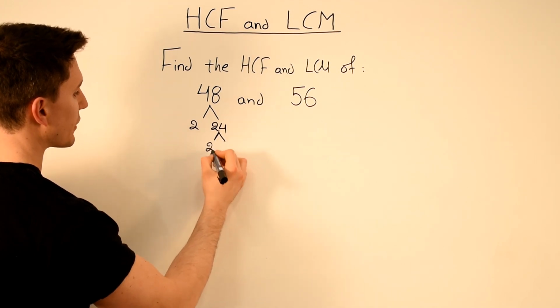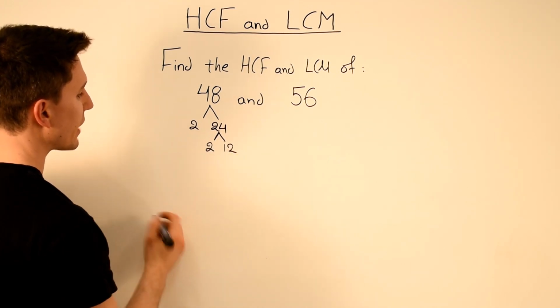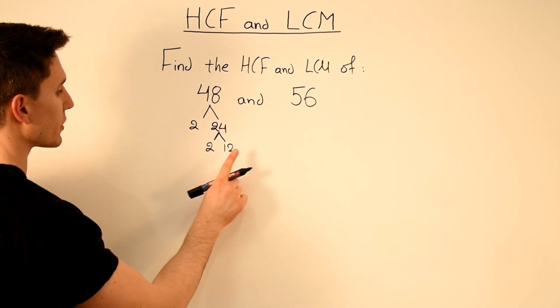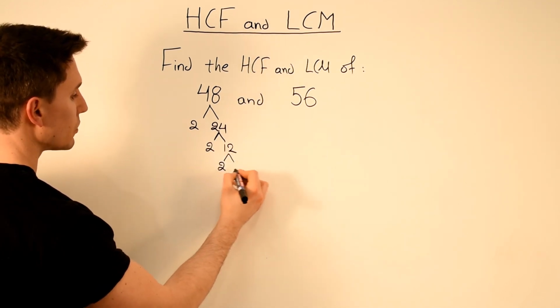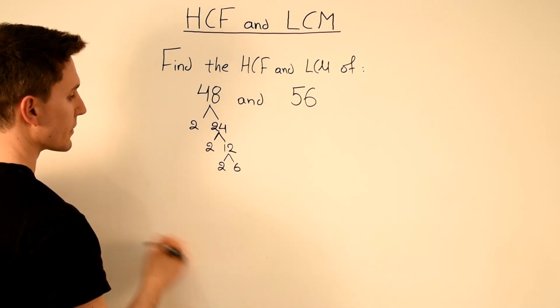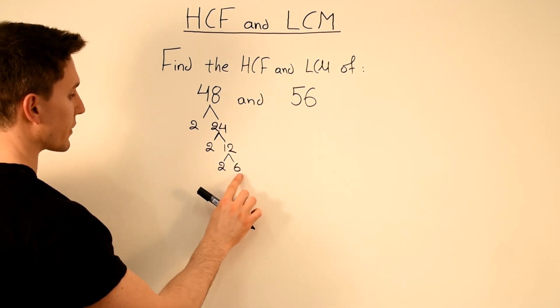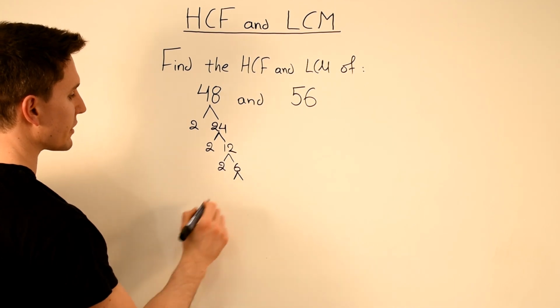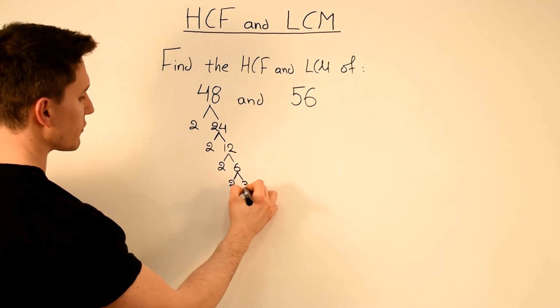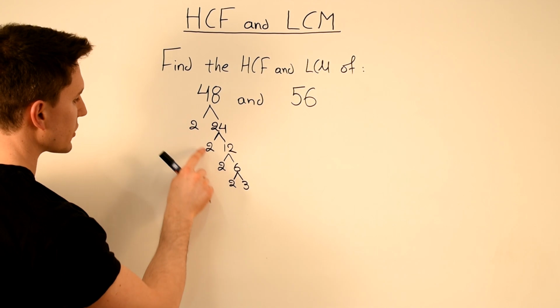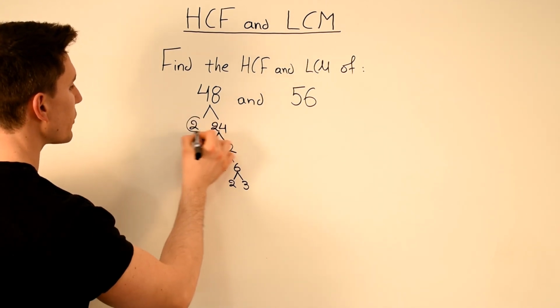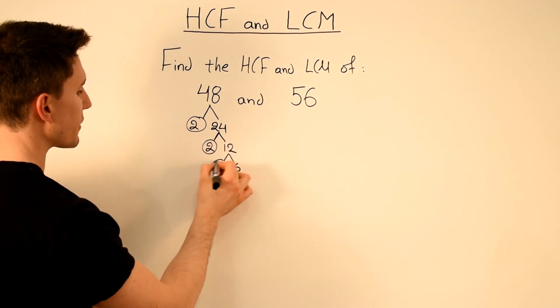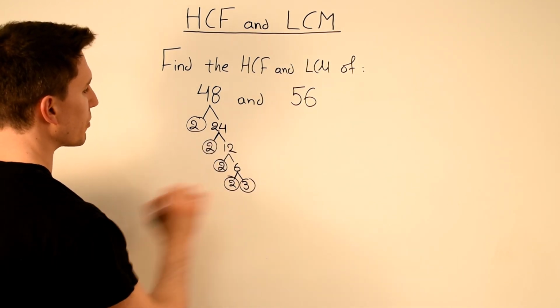24 can be written down as 2 times 12. And again, 2 is a prime number, so we're going to have a look at the 12. 12 can be written down as 2 times 6. 2 is a prime number, so let's have a look at the 6. 6 can be written down as 2 times 3. Now notice that all of these numbers, 2 and 3, cannot be broken down anymore. Therefore, we'll put them in a circle to indicate that this factor tree diagram is complete.